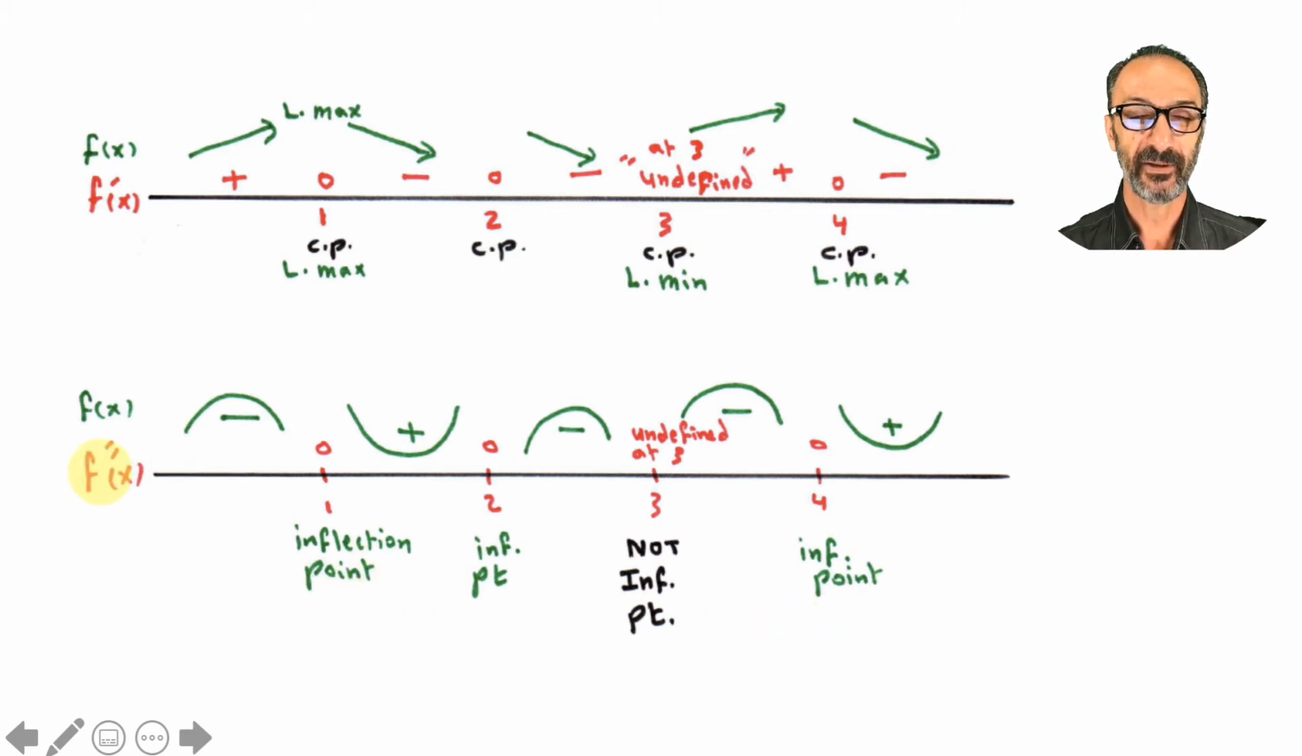Now, if f double prime changes sign from negative to positive, we don't call this a critical point, we call it an inflection point. If it changes from positive to negative, we call it an inflection point. If it doesn't change sign, from negative to negative, we don't call it an inflection point. Let's take a look at more notes and examples.